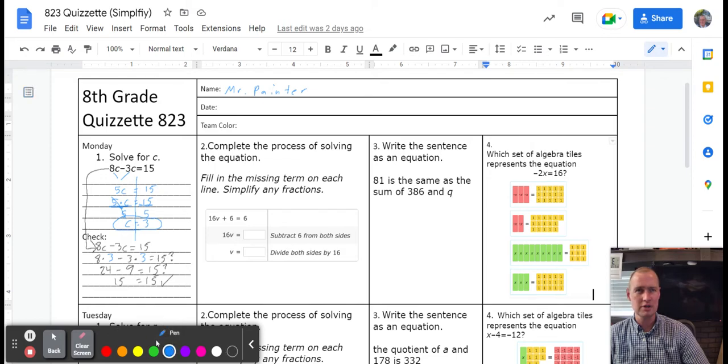First step, what I'm going to do is read the question. So the question reads, complete the process of solving the equation. And the directions are, fill in the missing term on each line, simplify any fractions. Fabulous. All right, so we have 16V. V sounds like it could be a little bit boring, so let's call V a violin. So we got 16 violins plus 6 equals 6.